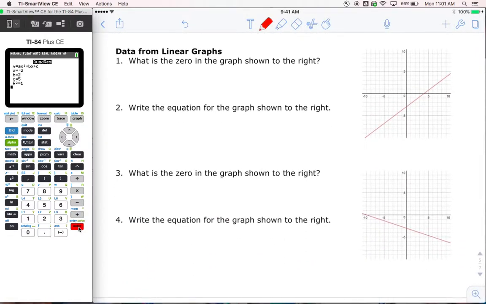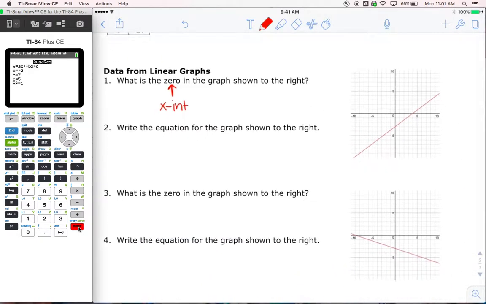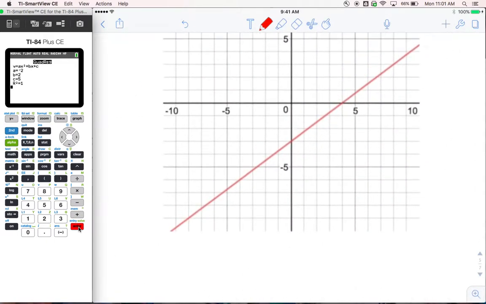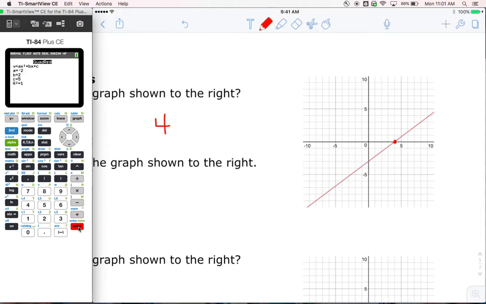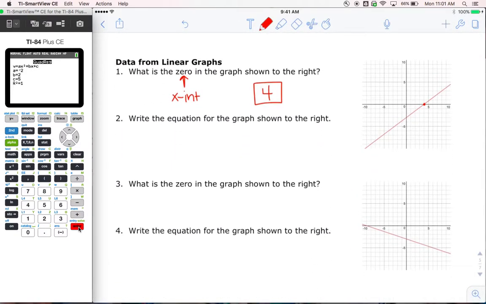Okay, last section, here we go. I'm going to do the first 2. You're going to do 3 and 4 in Edpuzzle. So we're looking at what is the zero in the graph shown. You have to know this is just asking you for the x-intercept, because if you know that, it's a piece of cake. So the zero in the graph shown is right there. So the answer is just 4. Easy peasy.